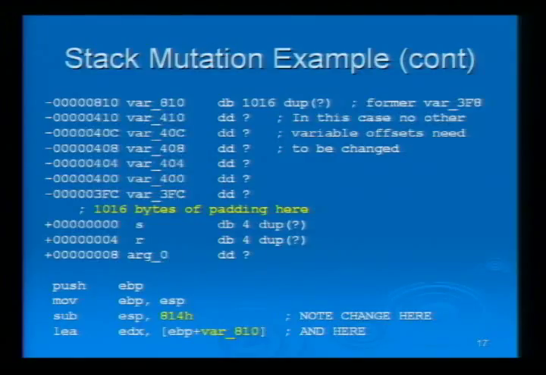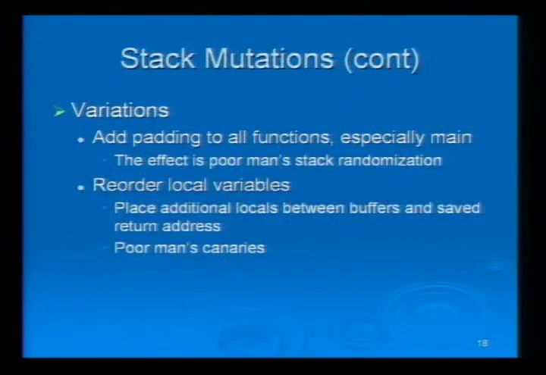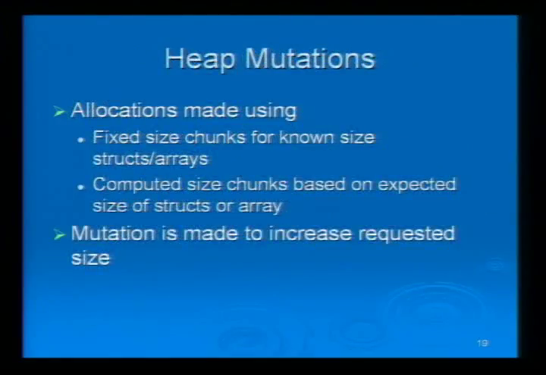If main grabs more stack space than it needs, regardless of whether it has any stack-based buffers, then all the stack addresses for every local variable allocated by functions called from main change. Okay, so again, it's poor man's stack randomization, I suppose, is the best way to put it. Reordering local variables, I mentioned that one briefly: just place additional locals between buffers and the saved return address, and so on.